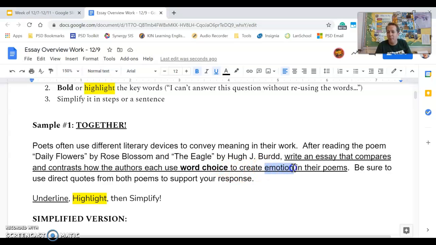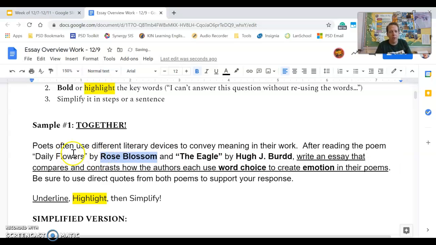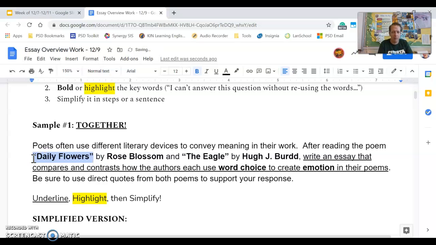Probably can't answer the prompt without talking about emotion, right? I probably cannot answer the prompt without talking about these specific poems. So the titles of the poems, probably the authors' names too, right? All those ingredients of tag that we've talked about before, those are going to be keywords that I have to reuse, right? So Daily Flowers, Rose Blossom, titles and names, okay? Probably can't answer the prompt without using the word poem or poems, right?